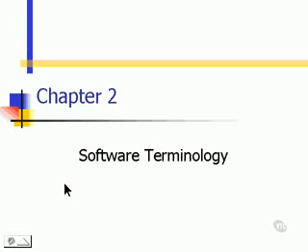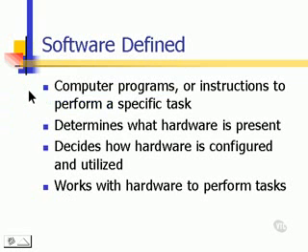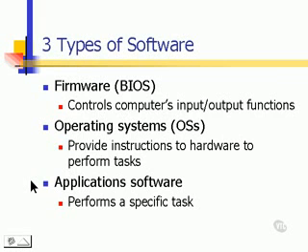Next, we'll discuss some software terminology. First, let's define software. Software is computer programs or instructions to perform a specific task. Software also determines what hardware is present, decides how hardware is configured and utilized, and works with hardware to perform tasks.